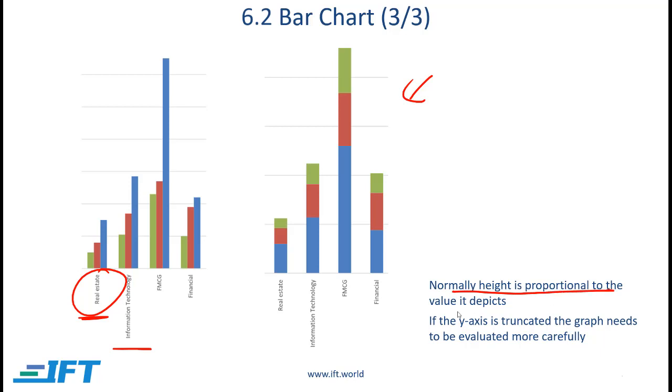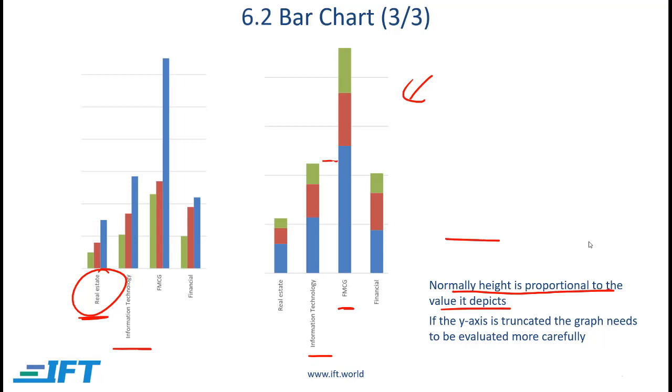Normally, the height is proportional to the value it depicts. So for example, over here, normally what this would mean is that FMCG is twice as much as information technology. So in our context, we have twice as many FMCG stocks as information technology stocks. So this is the regular presentation.